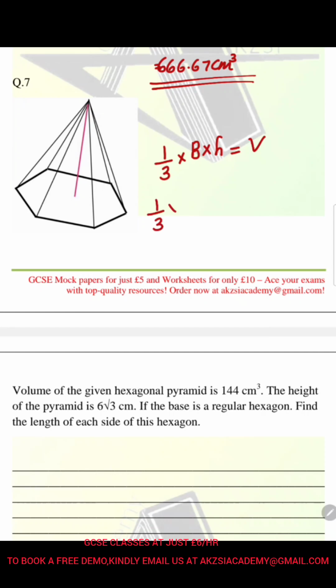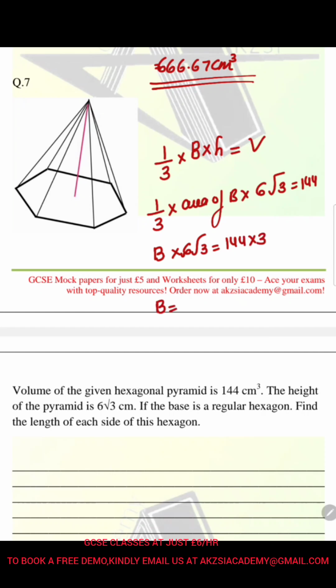So 1 over 3 area of the base, let it be just like this because we don't know. Height is given, which is 6 root 3, equals volume, which is 144. From here, area of base, which let me denote with B, times 6 root 3 is equal to, multiplying both sides by 3, this. Finally, B, that is the area of the base, is 144 times 3 over 6 root 3. This is the area of the base. I'm not solving it further, let it be like this.